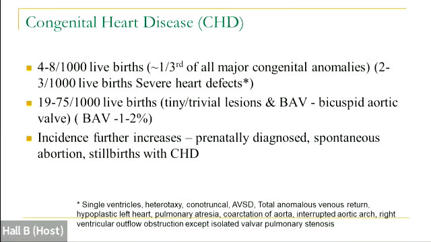Coming to congenital heart disease, incidence is 4 to 8 per thousand live births. Incidence further increases if we include tiny trivial lesions like bicuspid aortic valve, prenatally diagnosed lesions, spontaneous abortions, and stillbirths with congenital heart disease. And the severe congenital heart disease, which includes single ventricles, conotruncal heart defects, and AV canal defects, has an incidence of around 2 to 3 per thousand live births.